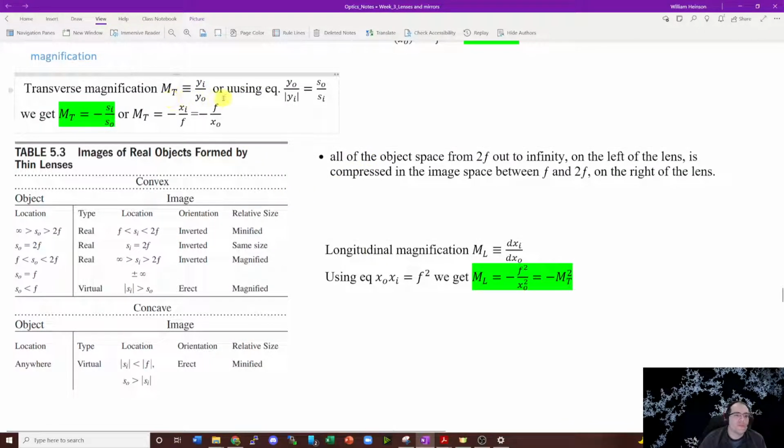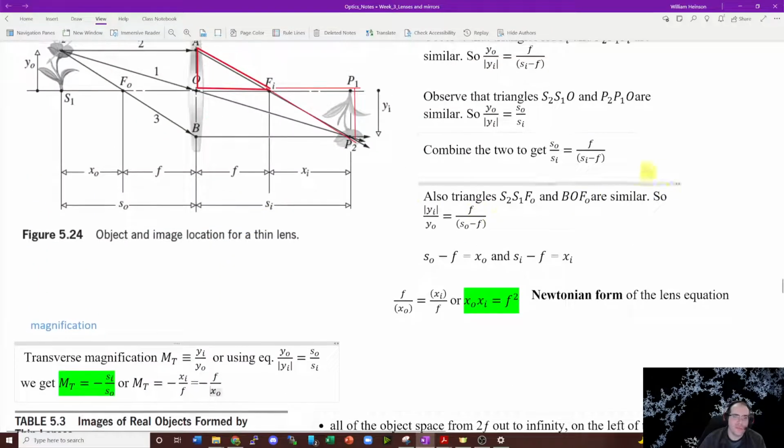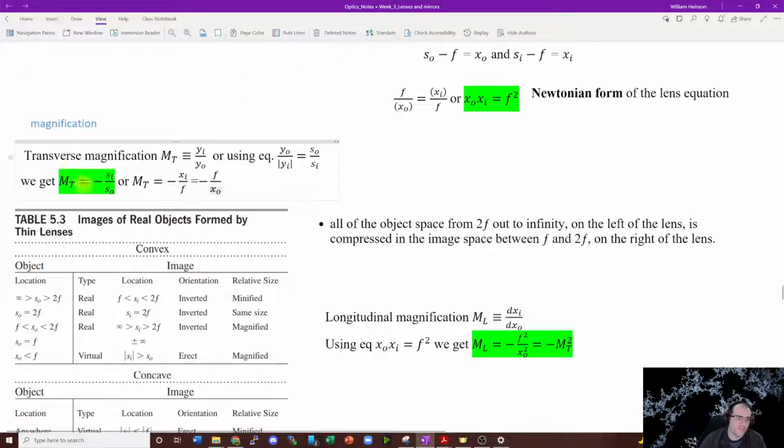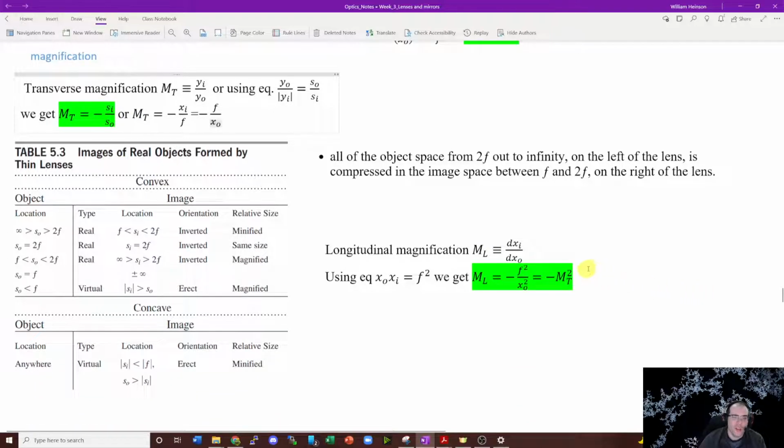Using this equation here, we can see that there's a minus sign going to be thrown in here too. So this is our transverse magnification. Or you could look at it this way or this way. And this just comes from these equations here. But I highlighted the one that's important. Longitudinal is a little different.